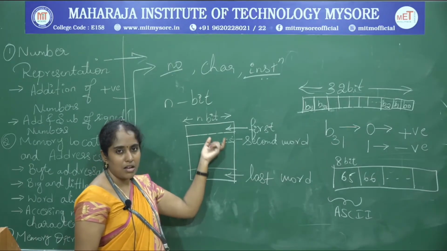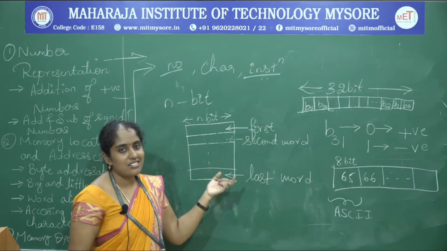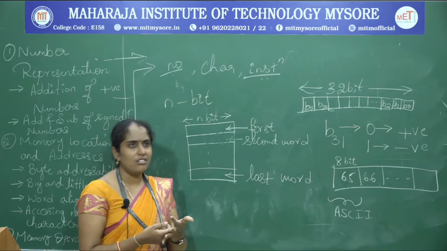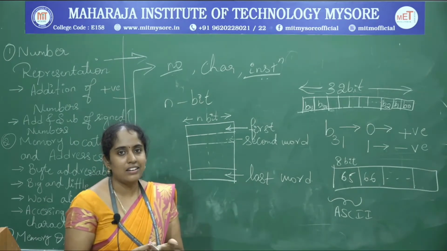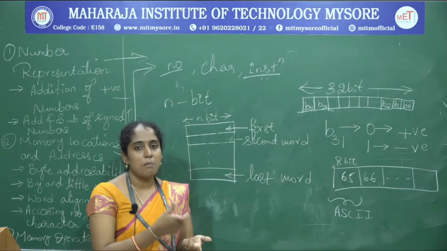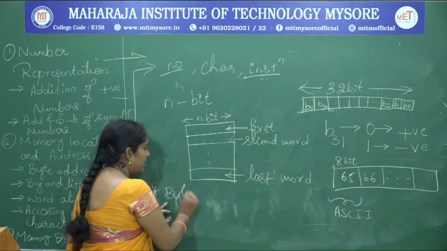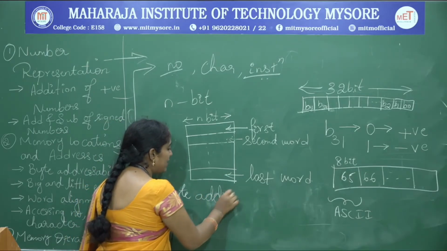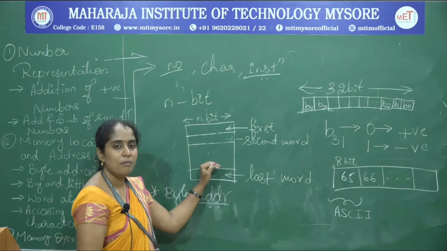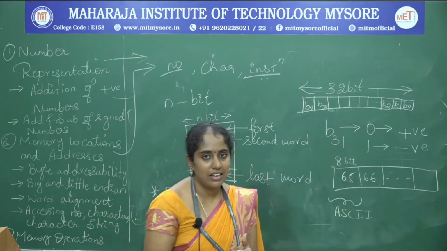So how to identify that number? For that your computer will need the address. You cannot assign an address for each bit. It is impractical, right? So for that we are not using the bit address, here we are using the byte address, to identify the particular location in the memory. Okay. So next is big endian and little endian assignments.